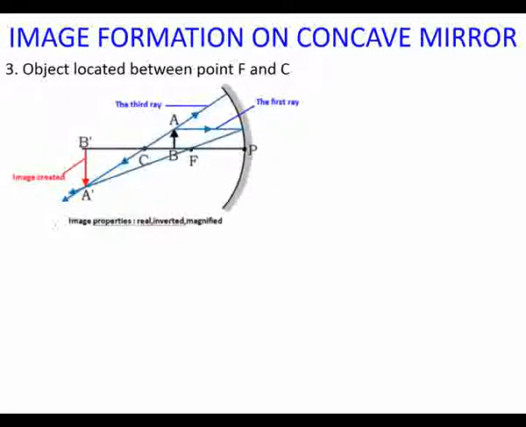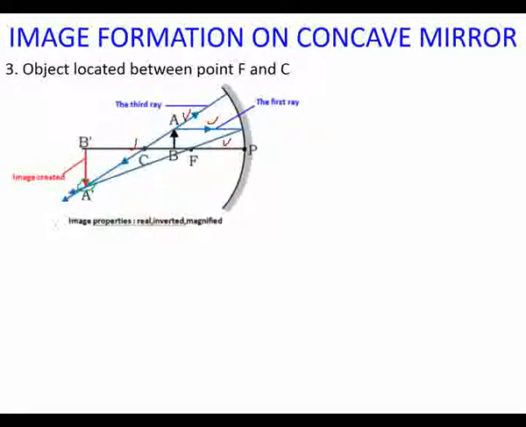The third location of the object is between point F and point C. As you can see from the figure below, from object AB, the first ray comes parallel to the principal axis, and then the ray will be reflected through point F. Then we can use the third ray, the ray that comes from point C, which will be reflected through point C too. And here, we can see the two reflected rays intersect at A' and B'.